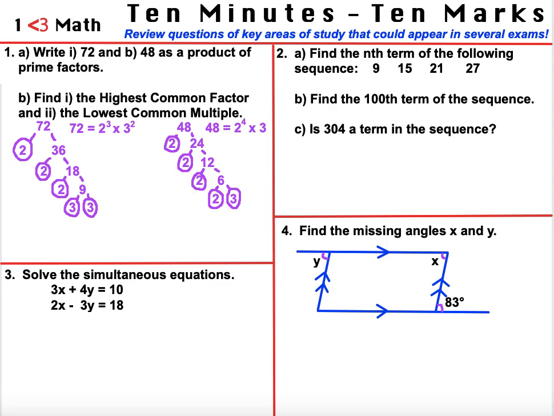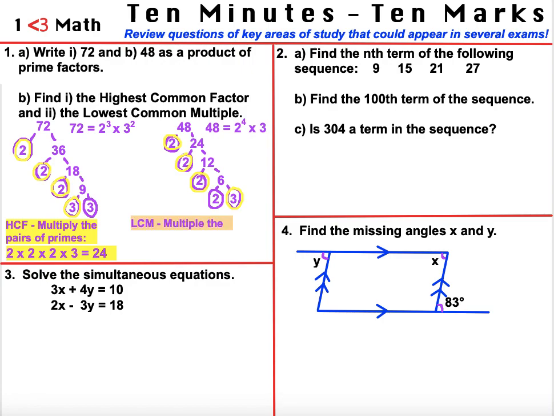Now we move on to part B, where we need to find the highest common factor. For the highest common factor, you've got to multiply the pairs of primes, the prime factors that they both have. So let's see which ones pair up. 2 and 2, so we write 2. 2 and 2 again, so we write 2 times 2. 2 and 2 again, so it's now 2 times 2 times 2. And also a 3 pairs up, so it's 2 times 2 times 2 times 3. That would simplify to 8 times 3, which is 24. So to find the highest common factor, you've got to multiply the prime factors that they both have.